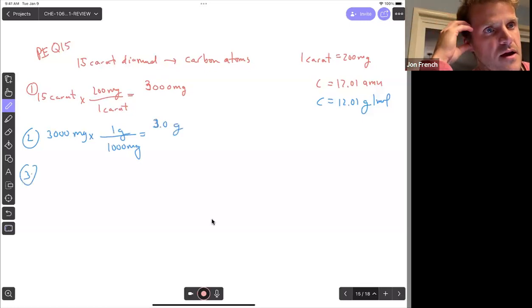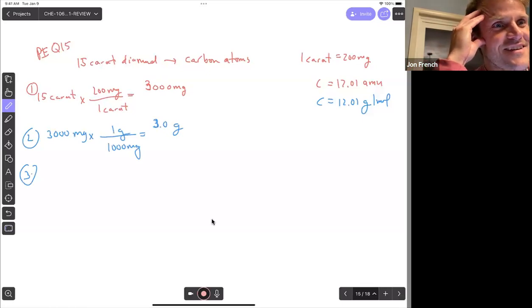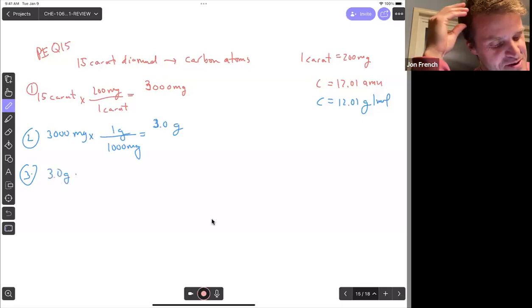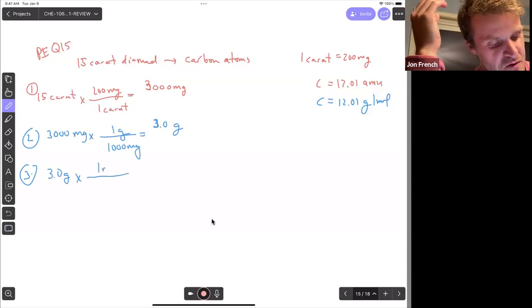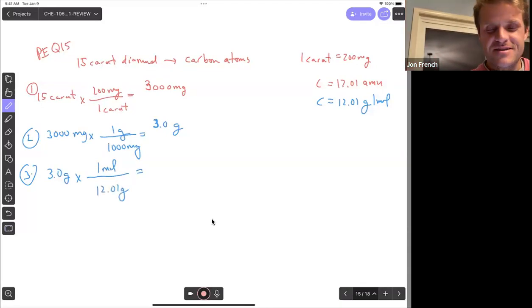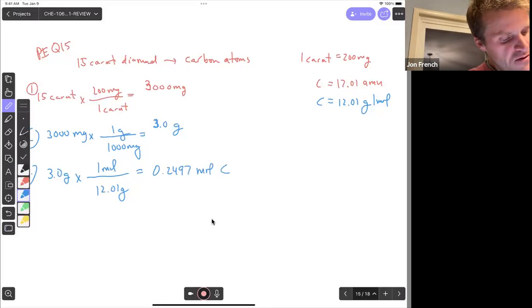Now that we can convert that into 3 grams, we've got to find moles. For every 1 mole, the molar mass tells me 12.01 grams. So 3 divided by 12.01, and we get about a quarter, about 0.2497 moles of carbon.